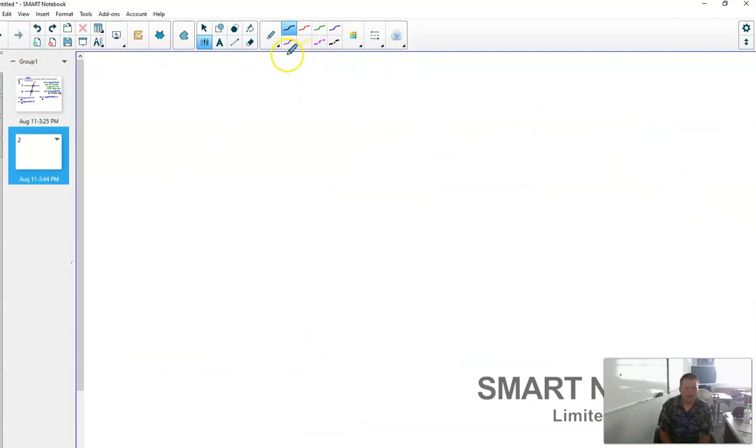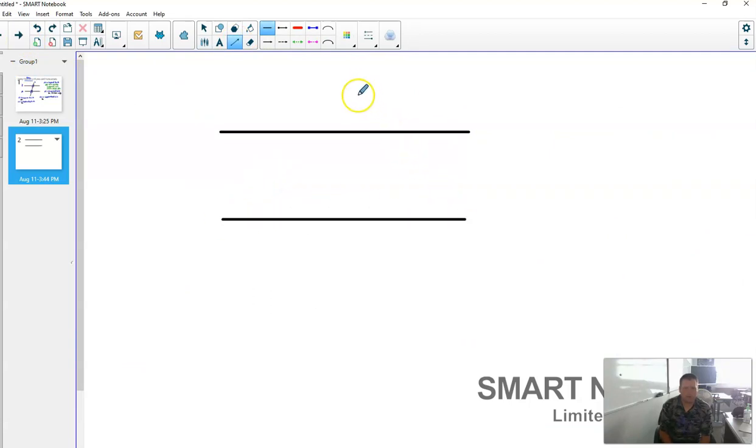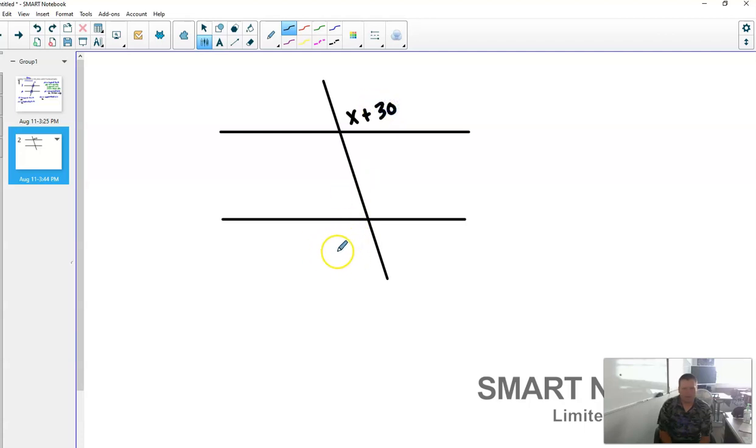Let's look at another idea here. Similar idea: we've got our parallel lines and our transversal. We'll go the other direction with this one. What if I had this angle up here, and let's say it's x plus 30, and this angle down here is 2x minus 40? I want to know what value x has to be to guarantee that L and M are parallel.